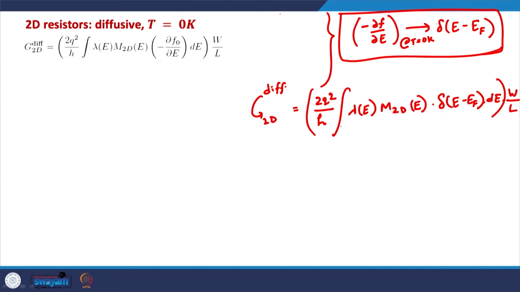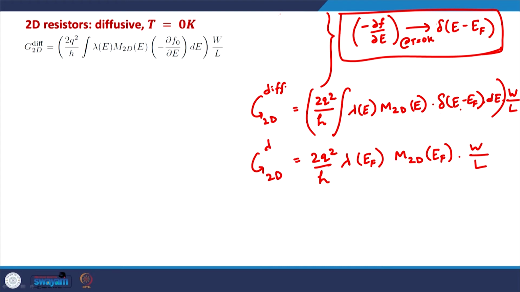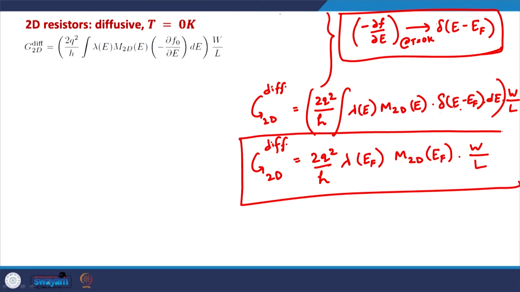So if we have a delta function in the integral, this essentially simplifies the integral like this. Now this lambda(EF) M2D(EF) will be there. So this is essentially the conductance in the case of diffusive transport, when the transport is purely diffusive.